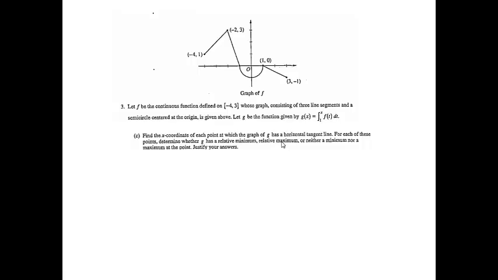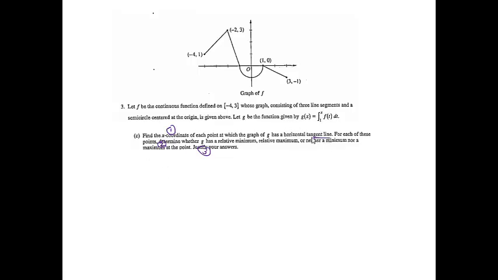For each of these points, determine whether g has a relative minimum, relative maximum, or neither, a minimum nor a maximum at the point, and justify your answer. So I'm going to do just a couple of things here. We want to find the x-coordinate of each point, and then we need to determine, so that's the second thing we need to do, and I need to justify my answer. So pretty much 3 things going on in this problem.